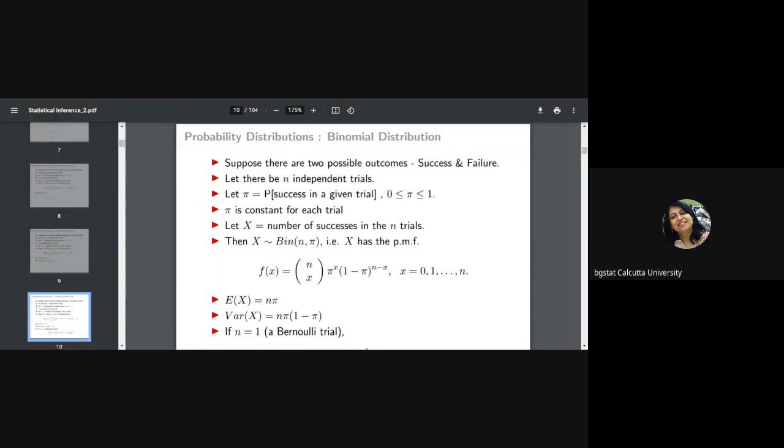What is the variable which I am observing? I am only observing the total number of successes in the n trials. So if you go back to the example, we looked at the detailed example and presented it in a table. We are not observing the middle column. We are only observing the first column, which is the value of x and the corresponding number of times it happens in a sample.